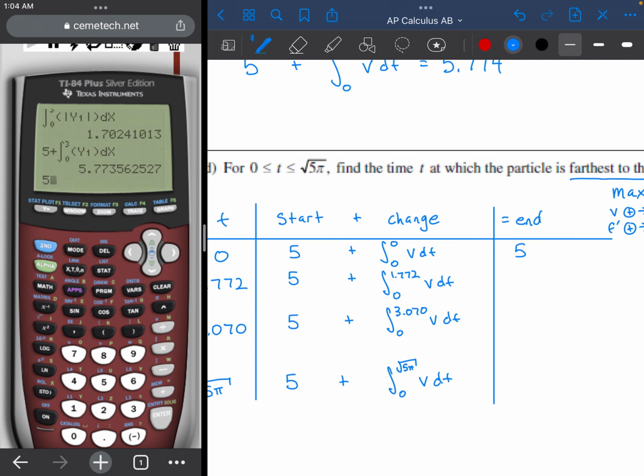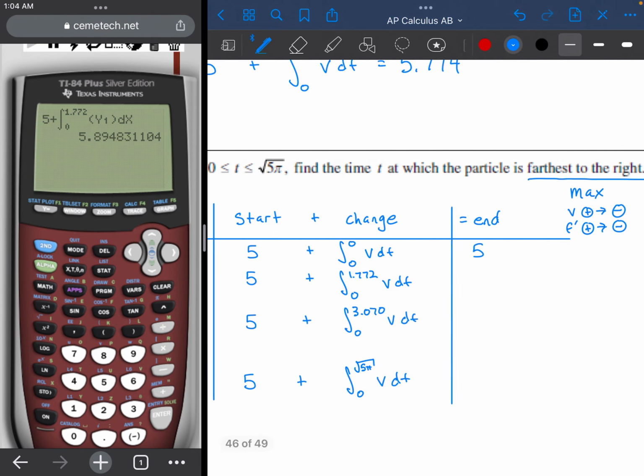So I'm going to do that initial condition so I don't have to do it later, plus the integral of v from 0 to 1.772. I forgot to do the rest of this with respect to x. Enter, enter. Okay, now that won't work. 5.895.